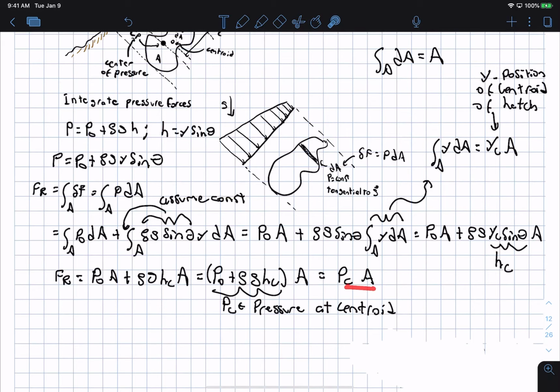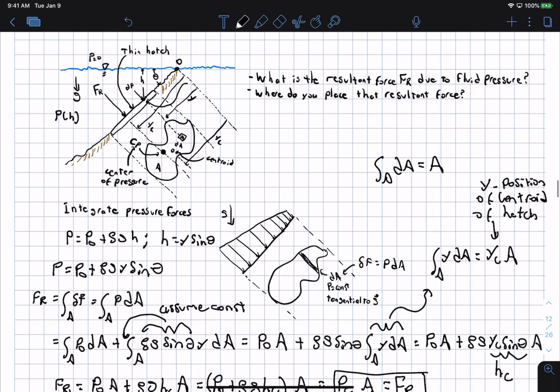Okay, and so this is a really nice result, because it basically means that the resultant force on the gate, if rho and g are constant, is nothing more than the pressure evaluated at the centroid of the submerged gate times the gate area. That's it. You just need to find the pressure. So you just need to find the centroid, then find the pressure at that depth, and then multiply that by the area. And when you do that, you have the resultant force.